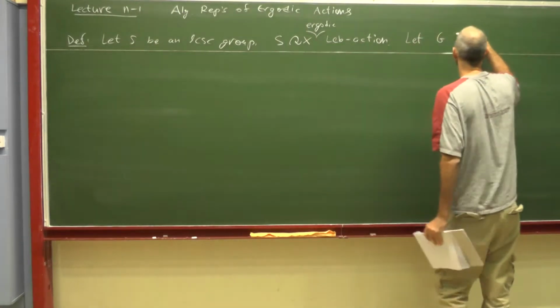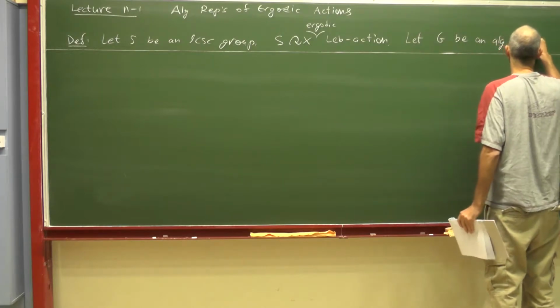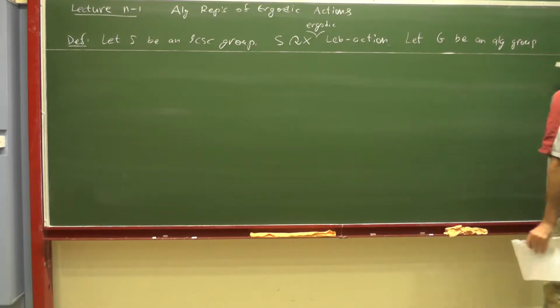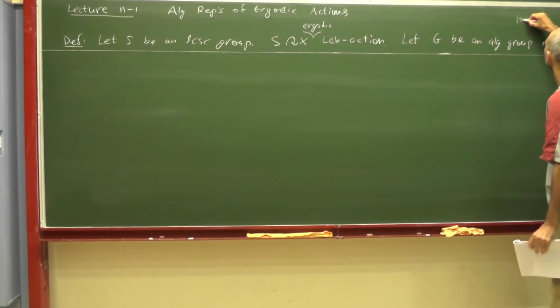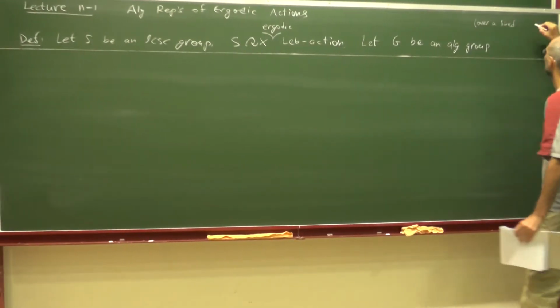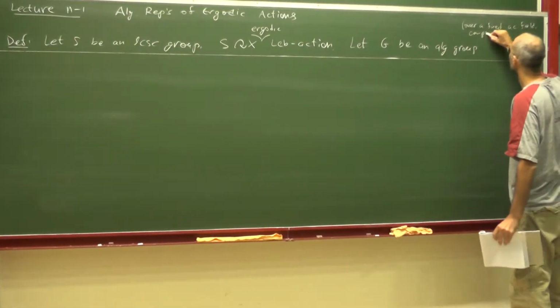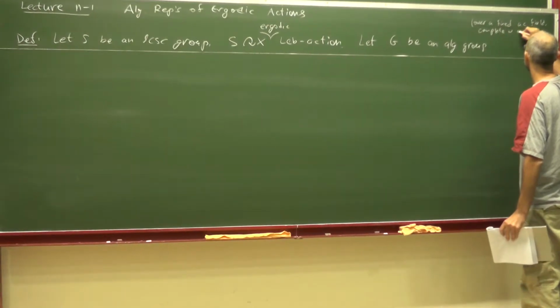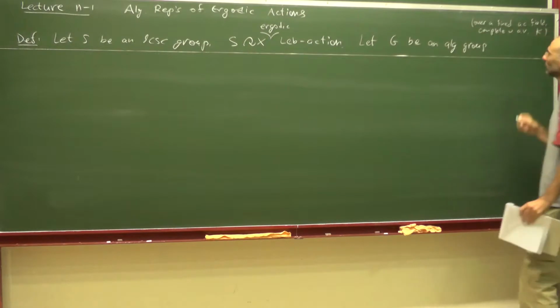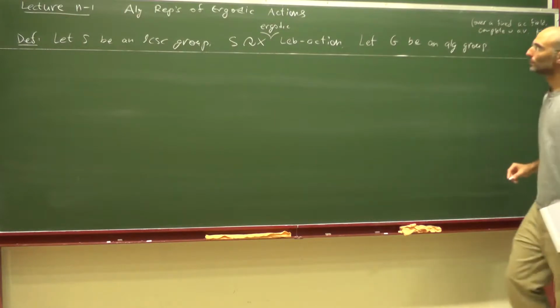Let G be an algebraic group. Now this is over an algebraically closed field, complete with absolute value k, fixed throughout this lecture series, which will not appear anymore. This is in the background.